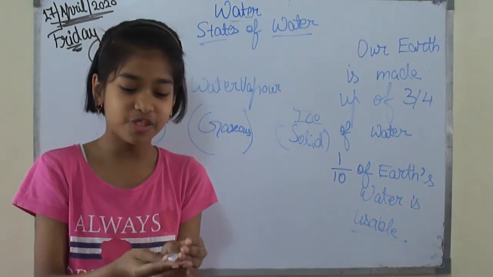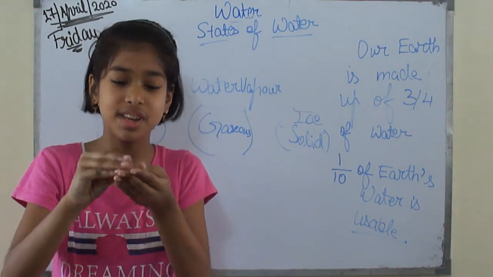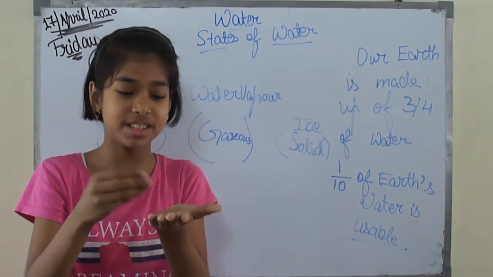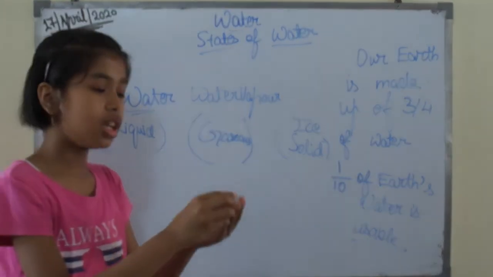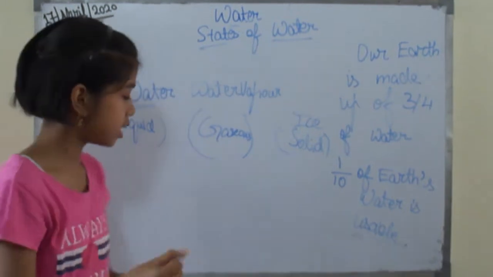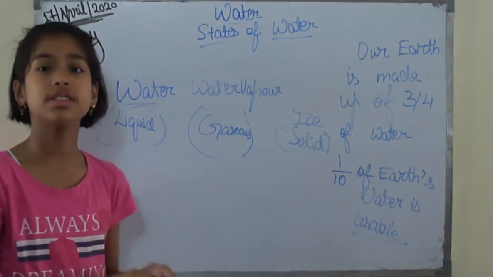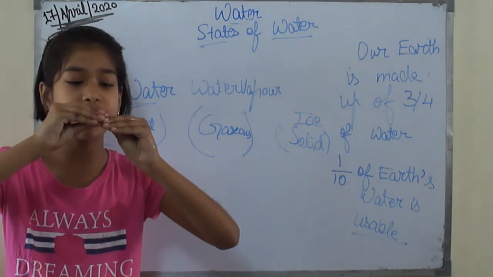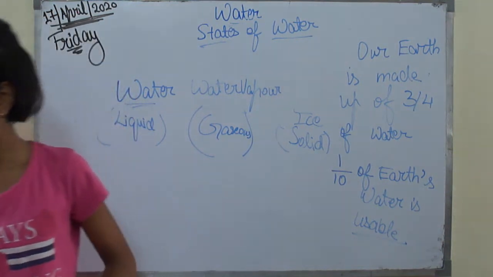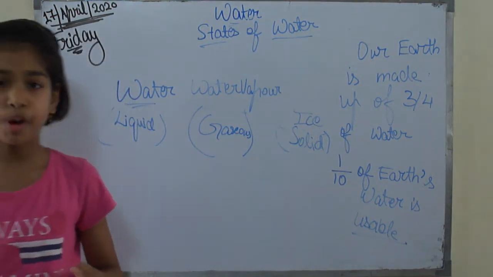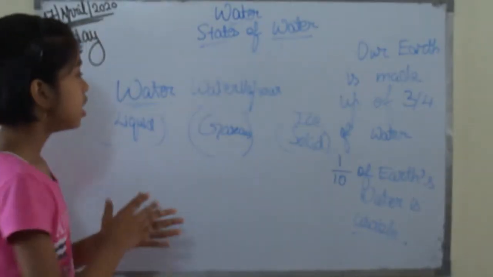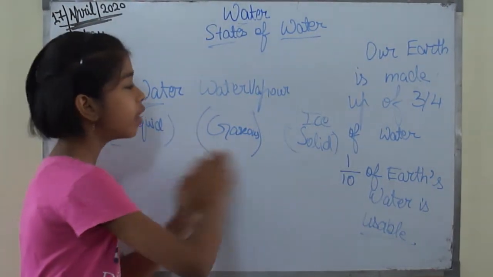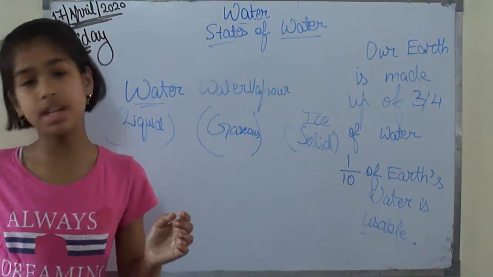You know that water freezes at 0 degrees Celsius. This is the ice, the solid form of water. You can see it is a solid, like this board. I can't press it. And you know the liquid form and its properties, and the gaseous. So let's study how we can convert these states of water.